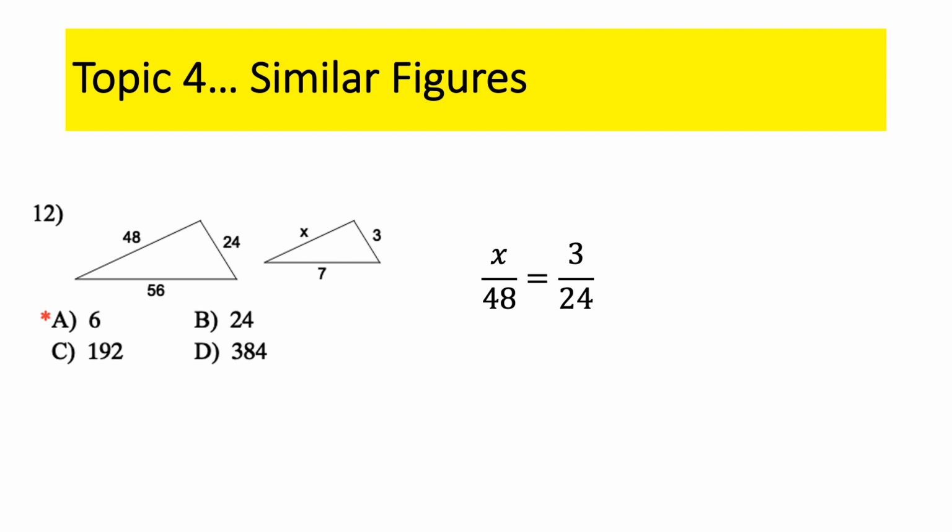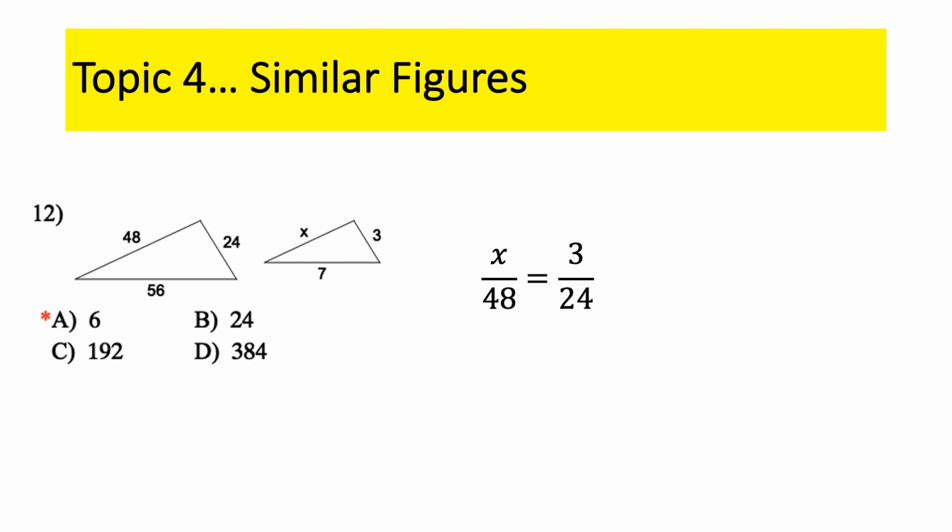Now you pick any side on the small triangle. I always go with the smallest one, 3. What side corresponds with that? 24. So we had x over 48 equals 3 over 24. In other words, small over big equals small over big. Small triangle over big triangle equals small triangle over big triangle. You pick corresponding sides. Okay, now it's just a proportion, just like the previous one.